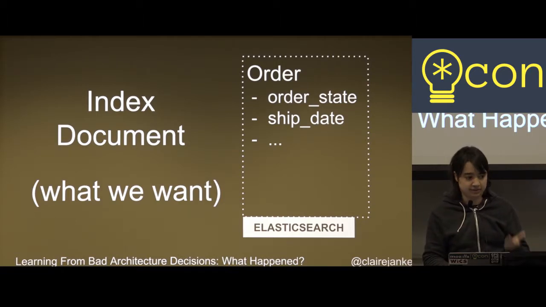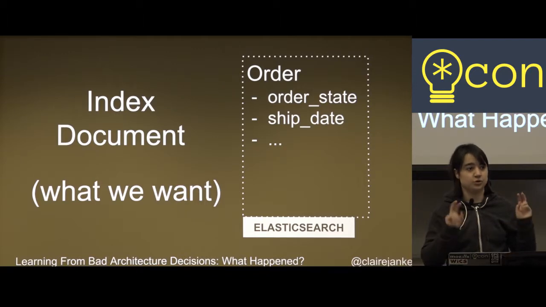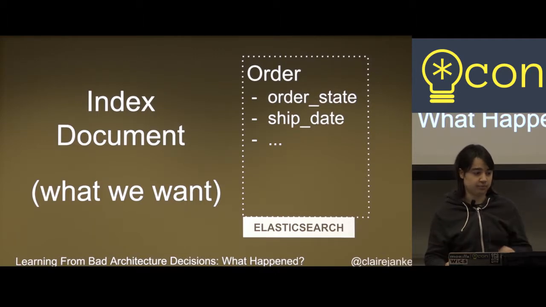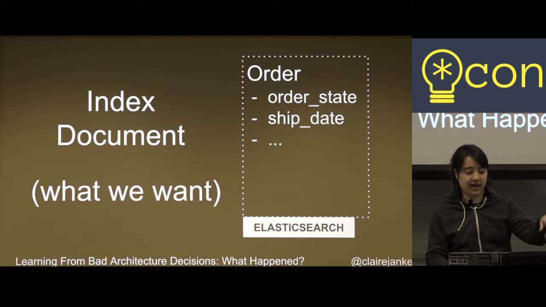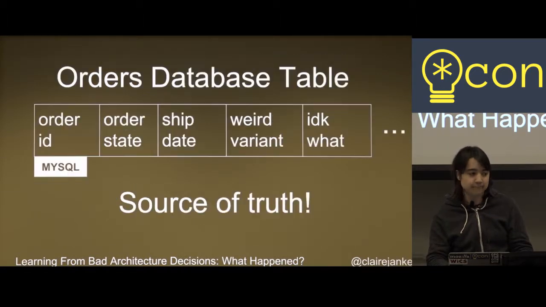We'd obviously want something like an order state, a string that's like new or in progress. We'd also want the ship date, like an epoch timestamp, and we could use that to figure out which ones are in progress and which ones need to ship today. And this is an Elasticsearch document.